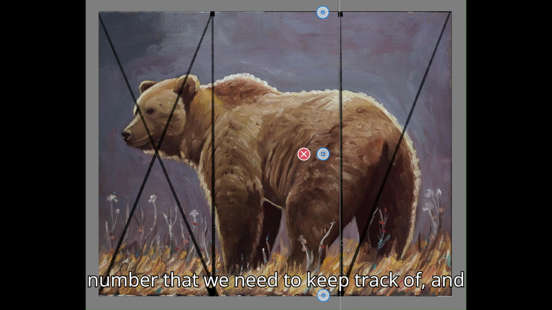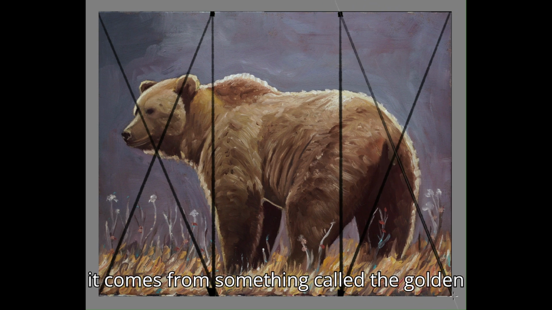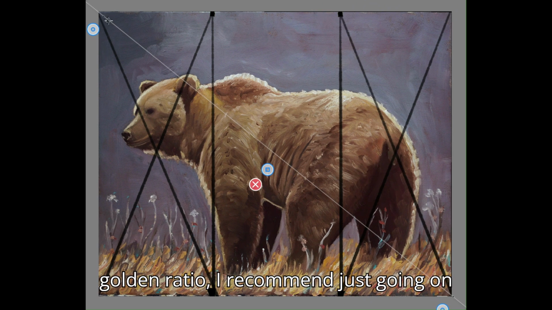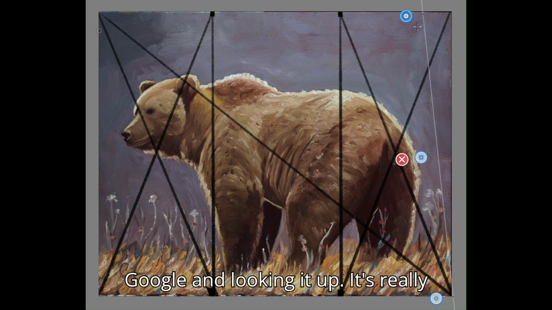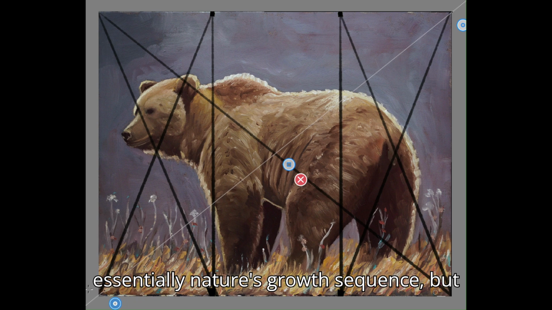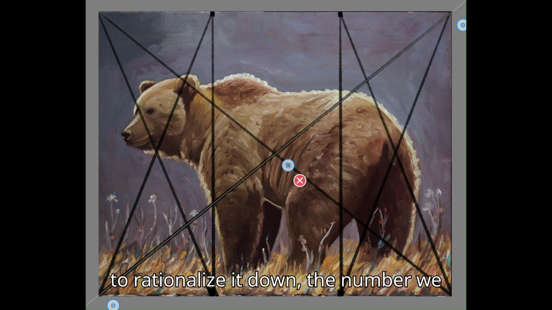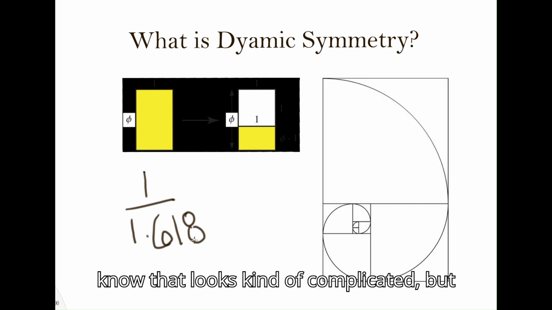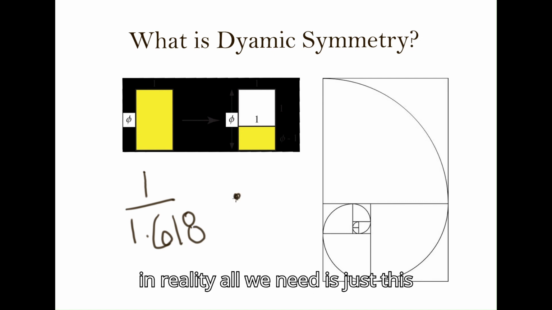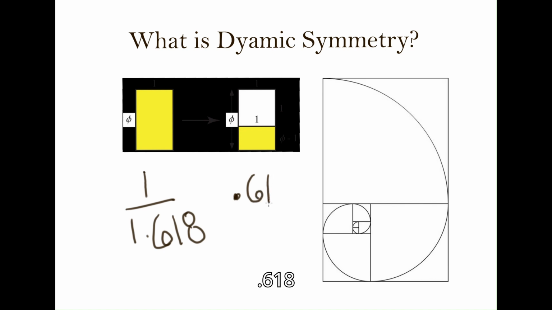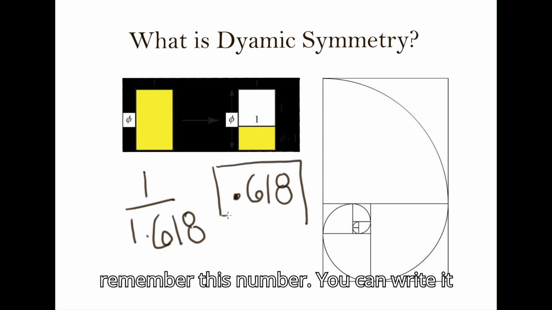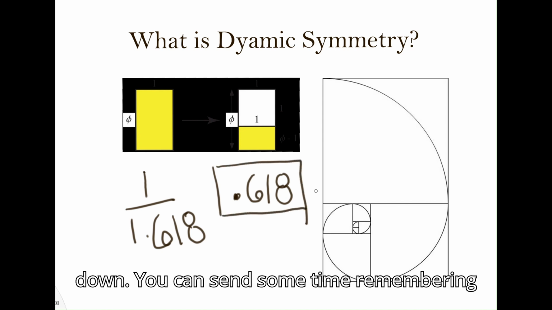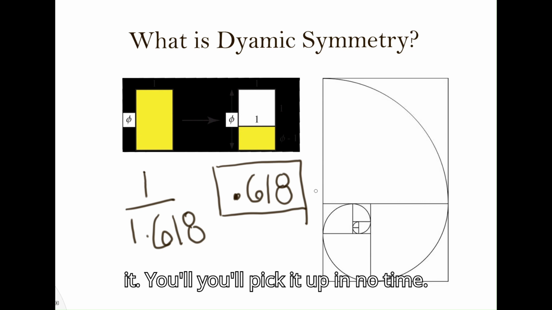So there's a number that we need to keep track of, and it comes from something called the golden ratio. If you haven't heard of the golden ratio, I recommend just going on Google and looking it up. It's a really interesting number. It's essentially nature's growth sequence. But to rationalize it down, the number we need is just this. It's 1 over 1.618. And I know that looks kind of complicated, but in reality, all we need is just this: 0.618. So when you're using dynamic symmetry, just remember this number. You can write it down. You can just spend some time remembering it. You'll pick it up in no time.